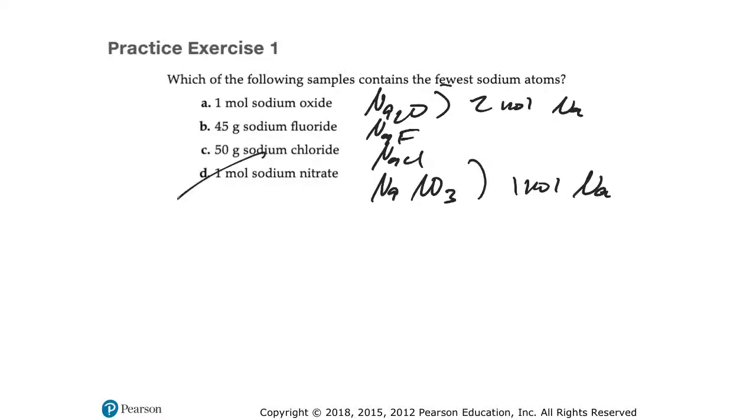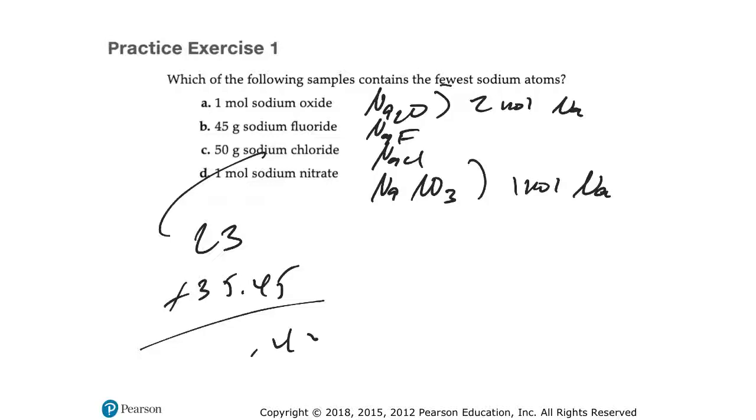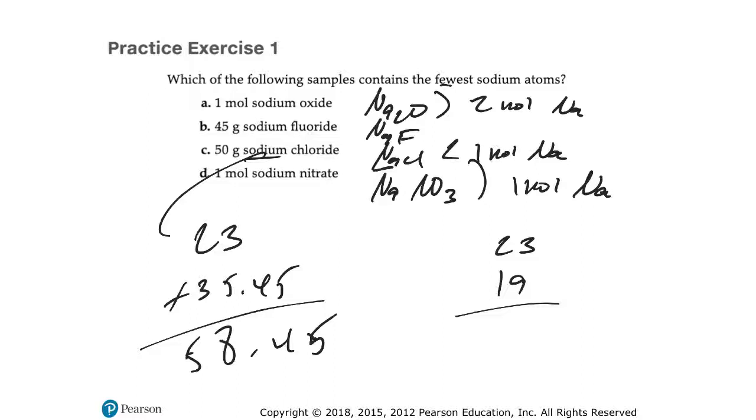If I have 50 grams of sodium chloride, that's 23 plus 35.45. So that's, in terms of the atomic weight, that's less than a mole. So that's less than 1 mole of sodium present. Because I have less than a mole of sodium chloride, there's only 1 sodium per NaCl. And fluorine's mass is 19 plus 23 for sodium, so that's about 42, so that's slightly more than a mole, but definitely not 2 moles of sodium fluoride. So this is slightly more than 1 mole of Na, but it's less than 2 moles of Na. So the fewest moles of sodium is going to be answer C, the 50 grams of sodium chloride.